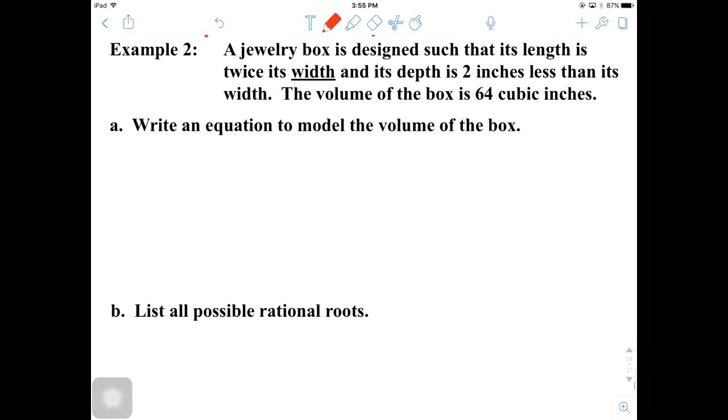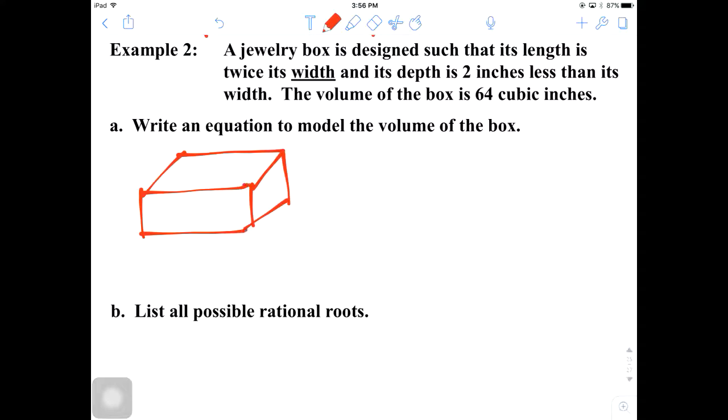Let's take a look at example 2. A jewelry box is designed such that the length is twice the width and the depth is 2 inches less than the width. And the volume of the box is 64. So let's go ahead again to draw a picture to represent, because a picture is worth 1,000 words.